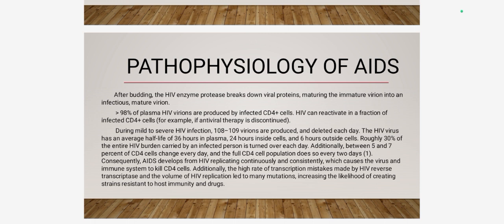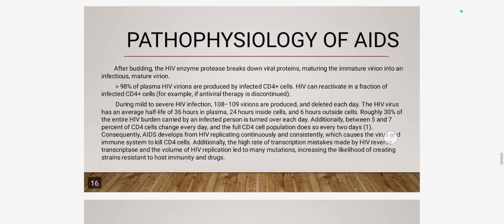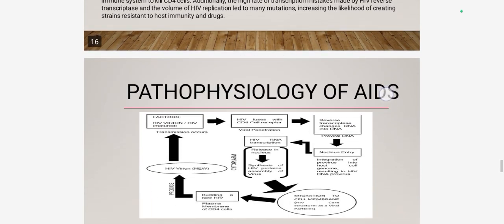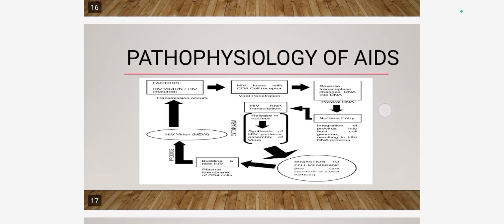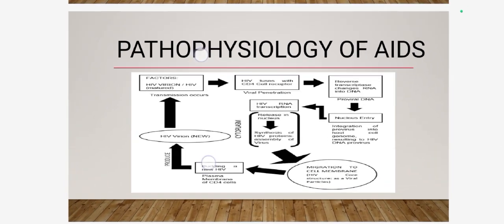Consequently, AIDS develops from HIV replicating continuously and consistently, which causes the virus and the immune system to kill the CD4 cells. Additionally, the high rate of transcription mistakes made by the HIV reverse transcriptase and the volume of the HIV replication lead to many mutations, increasing the likelihood of creating strains resistant to the host immunity and drugs. So, as you can see, here is the pathophysiology of AIDS.